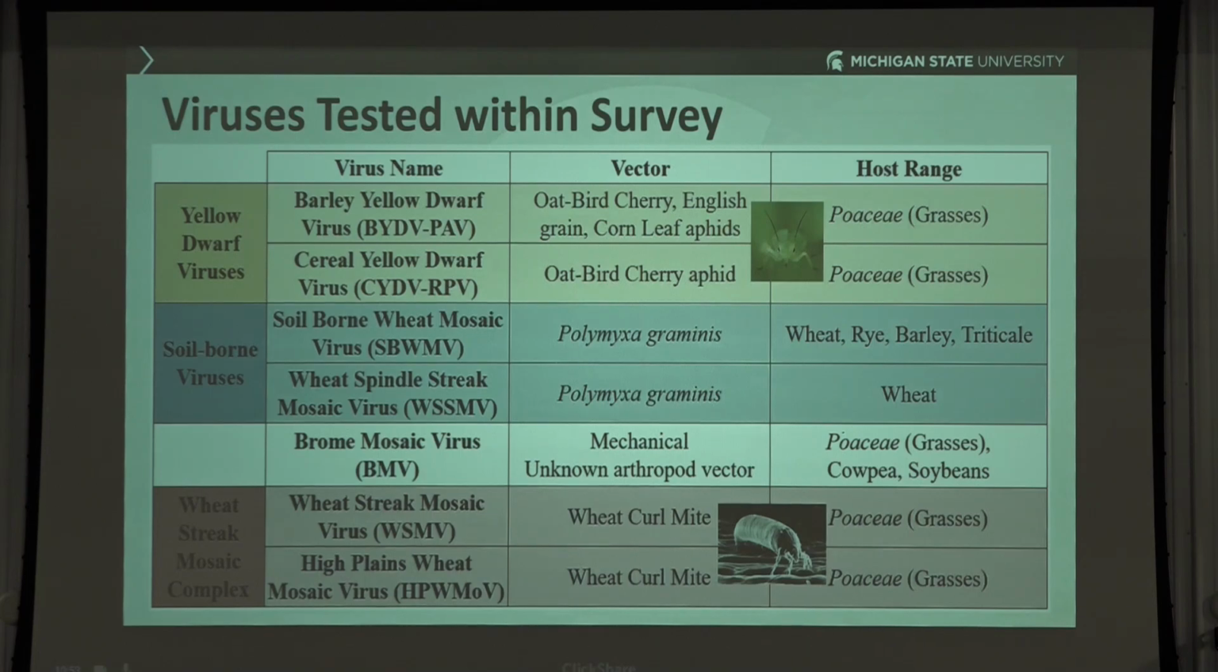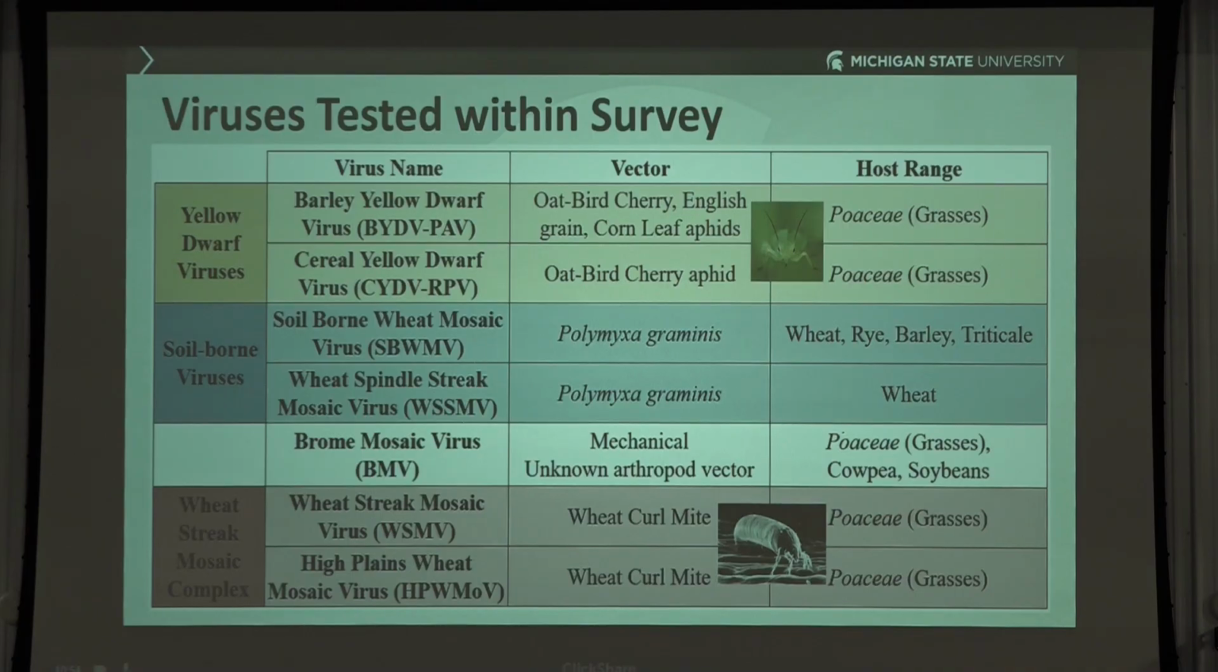Just to simplify things, we've color-coded these viruses by the type that they are, and more importantly, the vector that moves these things around. At the top, we've got barley yellow dwarf and cereal yellow dwarf virus, vectored by aphids. There's soil-borne wheat mosaic and wheat spindle streak, vectored by a soil-borne fungus. Broom mosaic is not really known exactly how it is moved around, so some mechanical transmission. Wheat streak mosaic virus and another related one are spread by wheat curl mite.